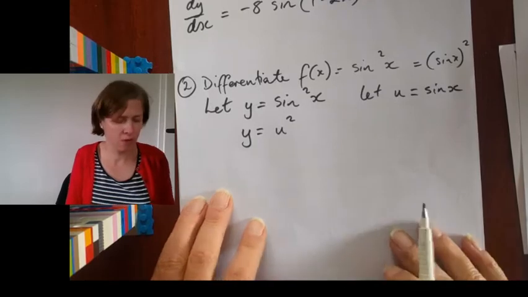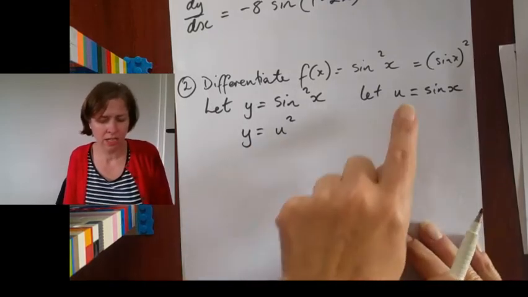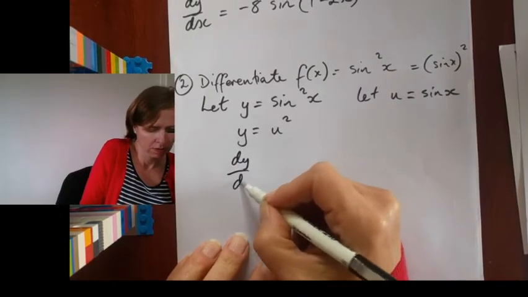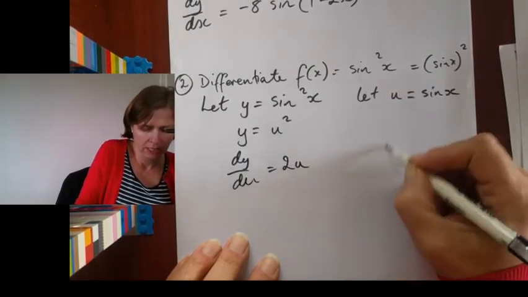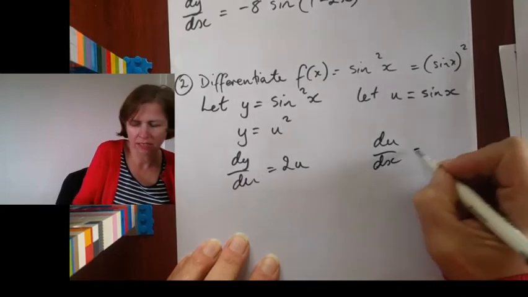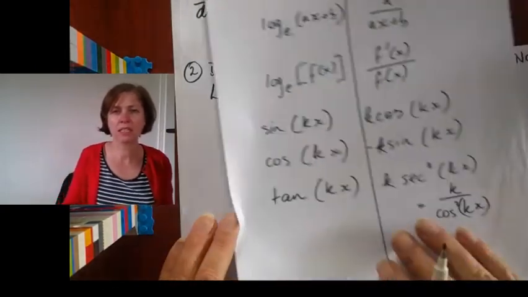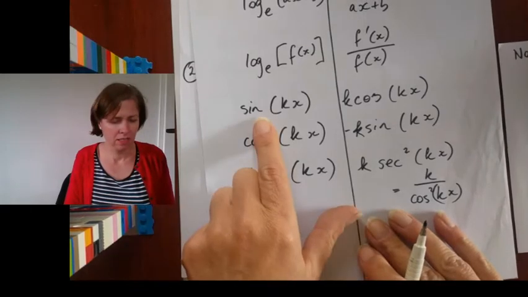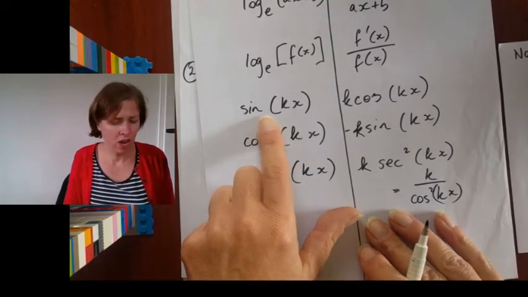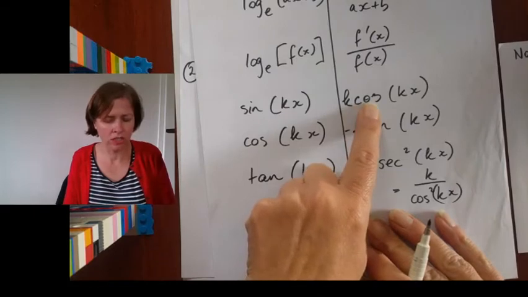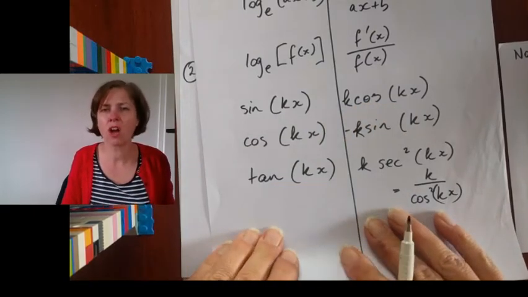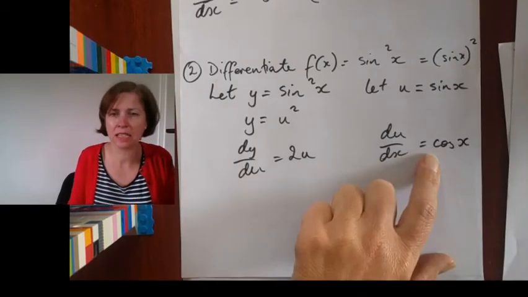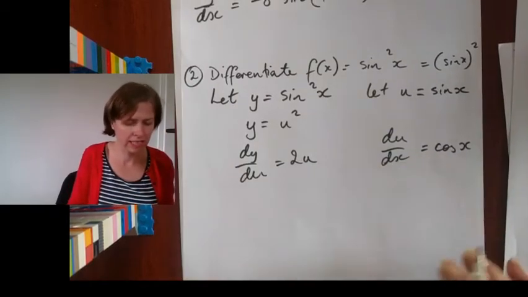Now I just have to differentiate y with respect to u and u with respect to x. dy du is 2u. du dx is, let's go back to my list. I'm differentiating sine x. The derivative of sine kx is k cos kx. So the derivative of sine is cos. So that's just straightforward cos x. I don't make it negative or anything like that.